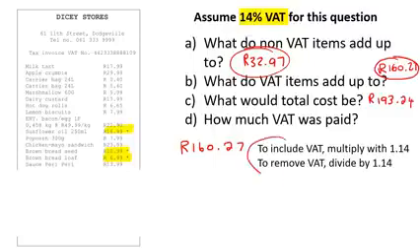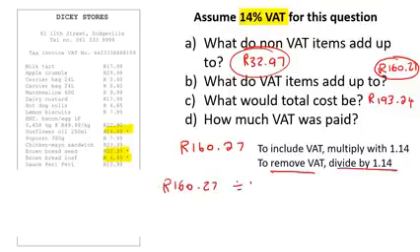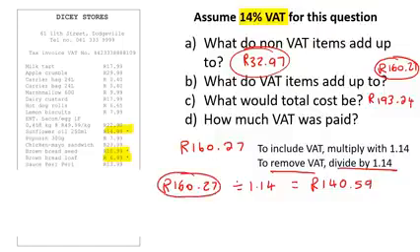Rather use this little thing that I've showed you before. So this number already includes VAT. So to remove the VAT, divide by 1.14. Okay, and if we round that to 2 decimal places, that'll be 140 Rand and 59 cents. Now this is the price with VAT. This is the price with no VAT.